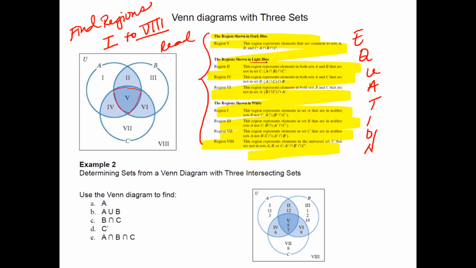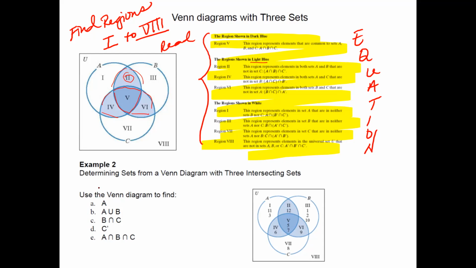Now the section in light blue will be in these little areas, kind of the outer circles. And for example, region 2, which is right there, this region represents an element in both set A and B that are not in set C. So A intersection B intersection not C. So essentially, if you want to look at the region and figure out what the equations are, this is how you would look at that.